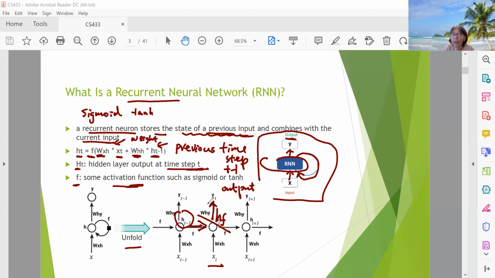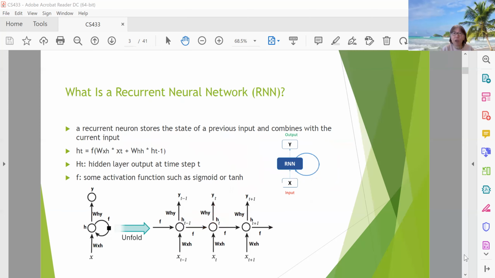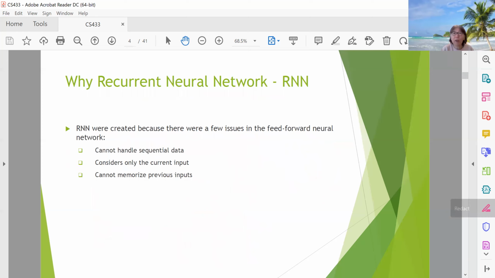Then you apply some operation, and over here you get the output y for the current time step. So this W_hy is the weight between the hidden layer and the output, and then the same thing for the next time step. So this is a general idea about what a recurrent neural network is.